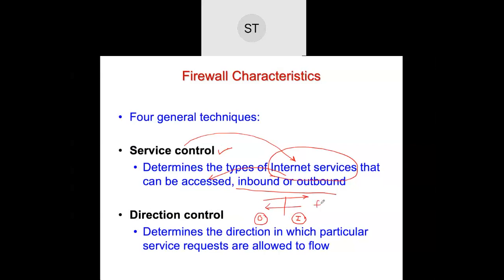If I say FTP, a simple protocol, this is not allowed, but this is allowed. Any inside machine can do FTP to the outside machine, but not any outside machine can carry out FTP to this. So this can be possible, and this is called direction control, inside and outside. What kind of services you need to give, typical access.